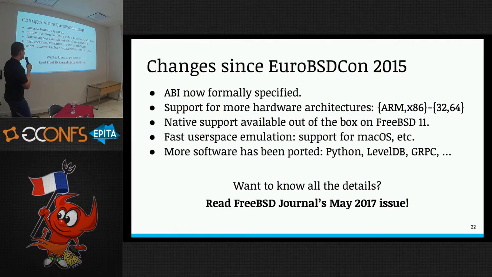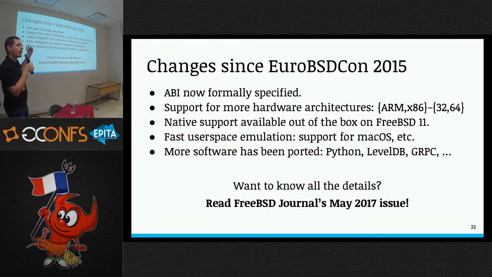So what are the changes in CloudABI since 2015? The ABI is now formally specified. We have a CloudABI.txt, 2,000 lines long, describing all of the system calls and data types, and this allows people to reuse CloudABI on different operating systems. So we automatically generate C header files from it. We could even generate bindings for different programming languages, so for example Rust, etc.